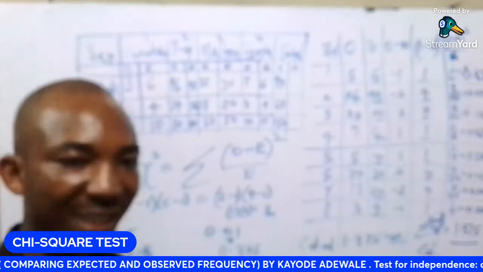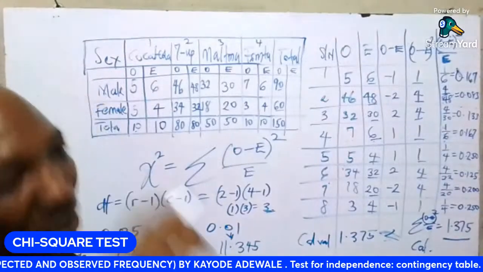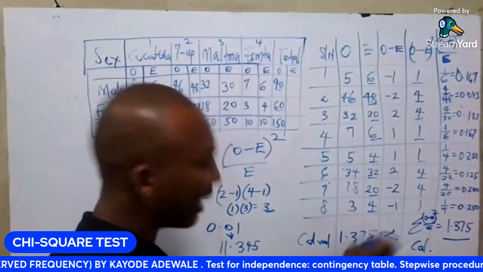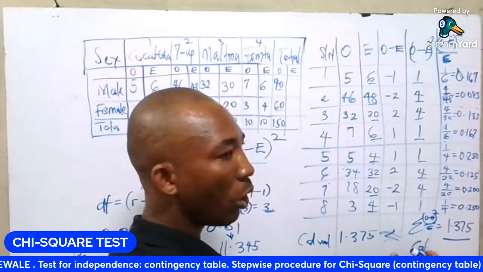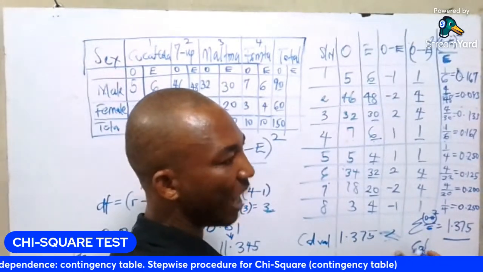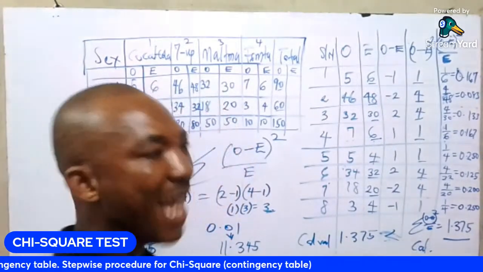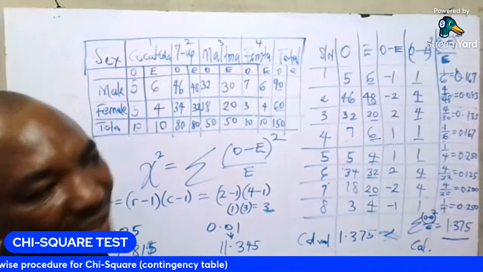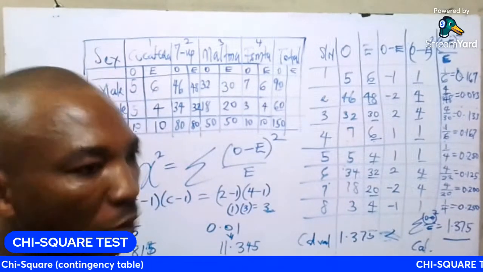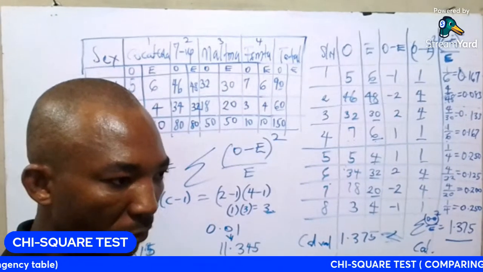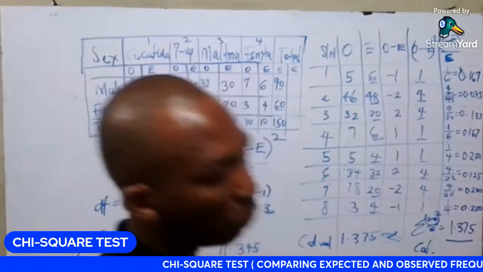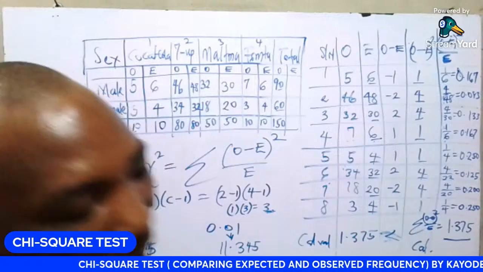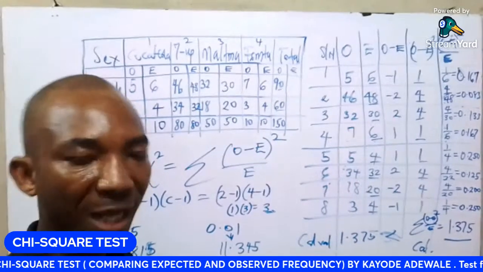I will come to take that again. Once the calculated value, what you calculate on your calculation, is lesser than what you go ahead and check on the table, you accept the null hypothesis. But if this is more than what you check on the table, you accept the alternative hypothesis. I hope that is taken.